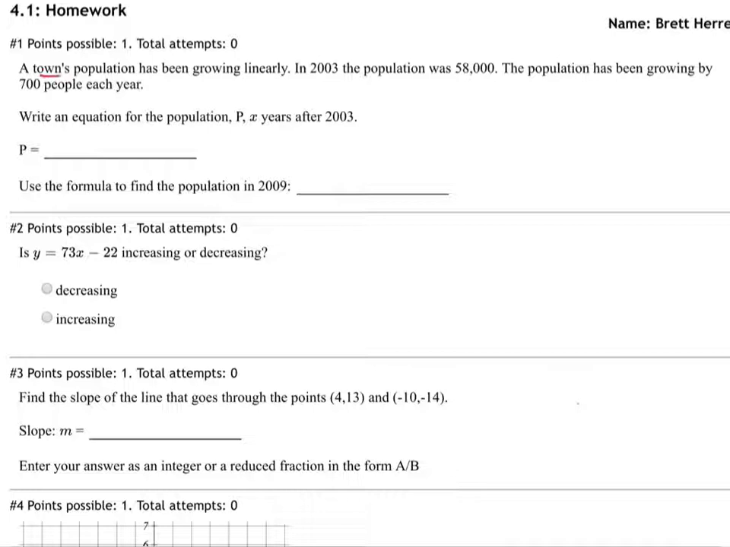So the town's population has been growing linearly, in a straight line. In 2003, the population was 58,000 people in that town. The population has been growing by 700 people each year. Write an equation for the population P, X years after 2003.